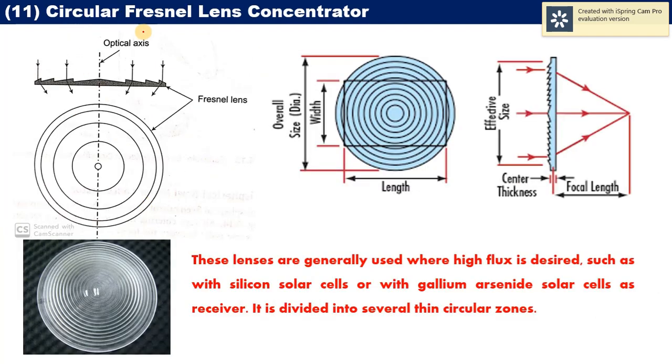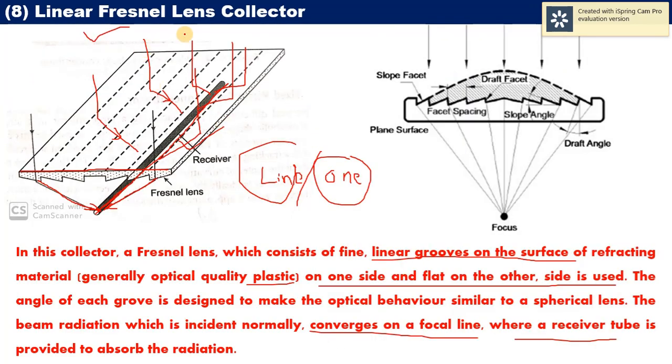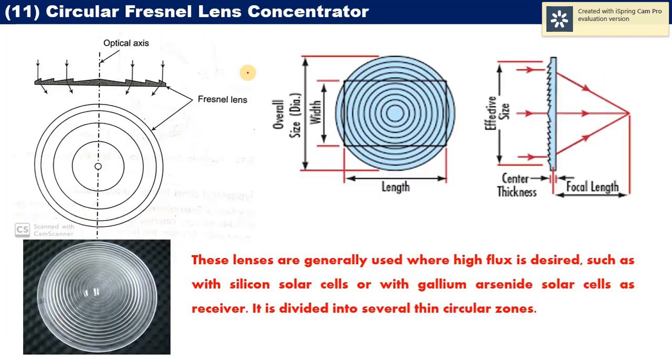Then we have the circular Fresnel lens collector. We have seen the linear Fresnel lens collector, which is line type with one axis tracking. While in the case of the circular Fresnel lens collector, we have the point focus.